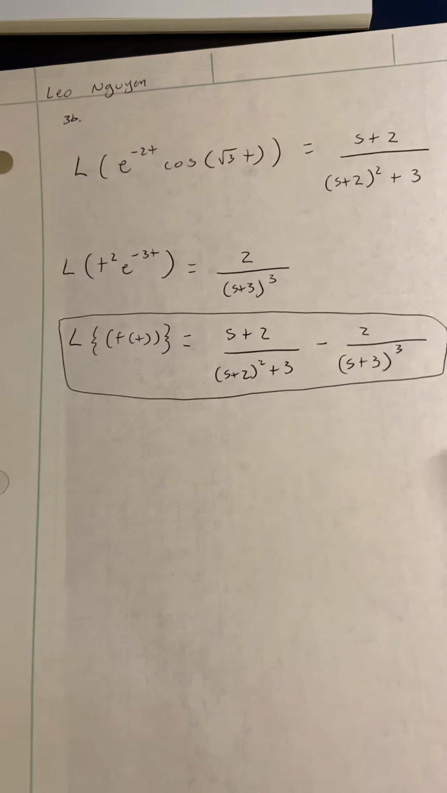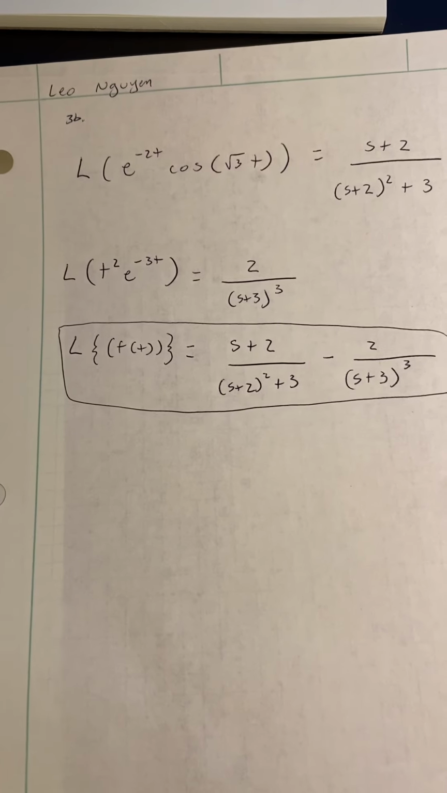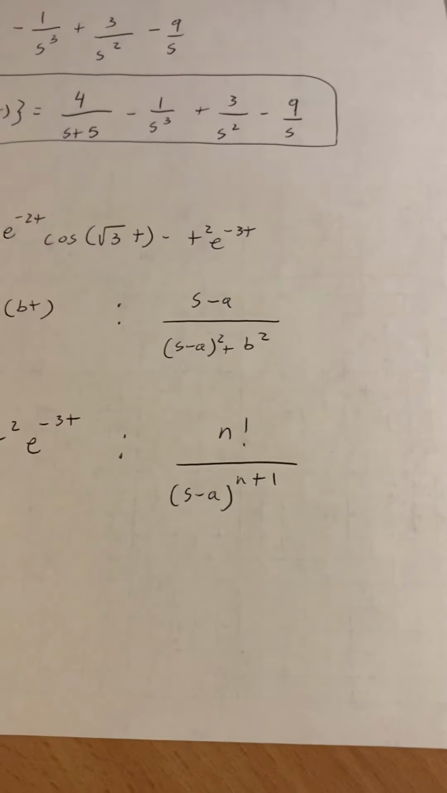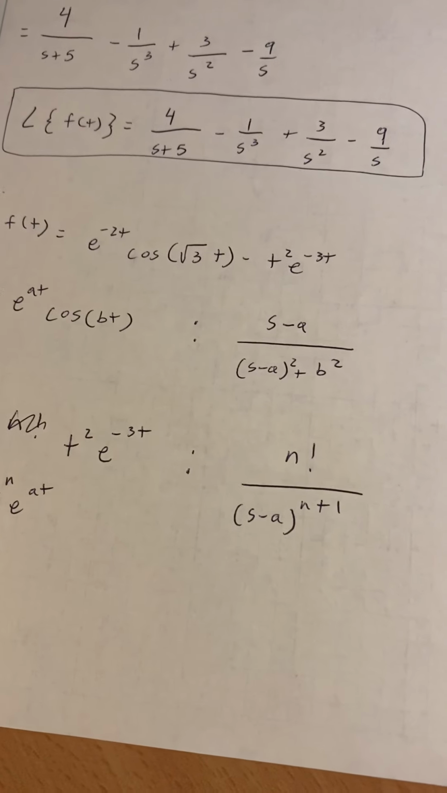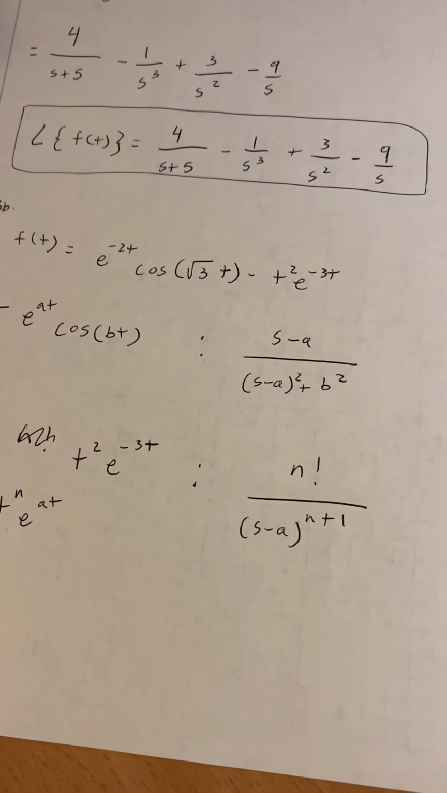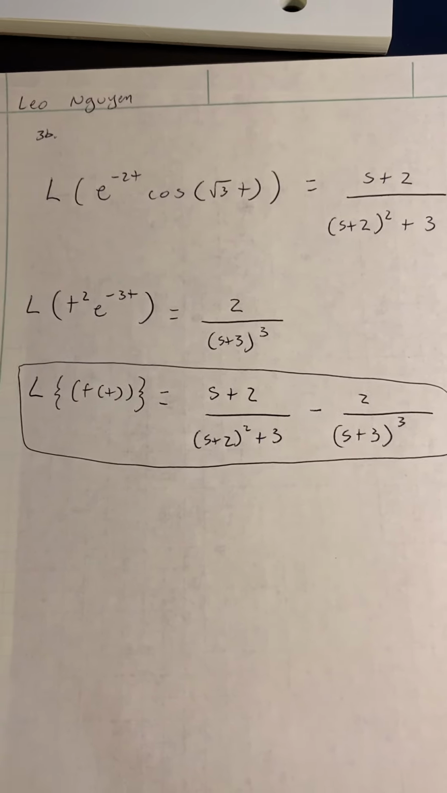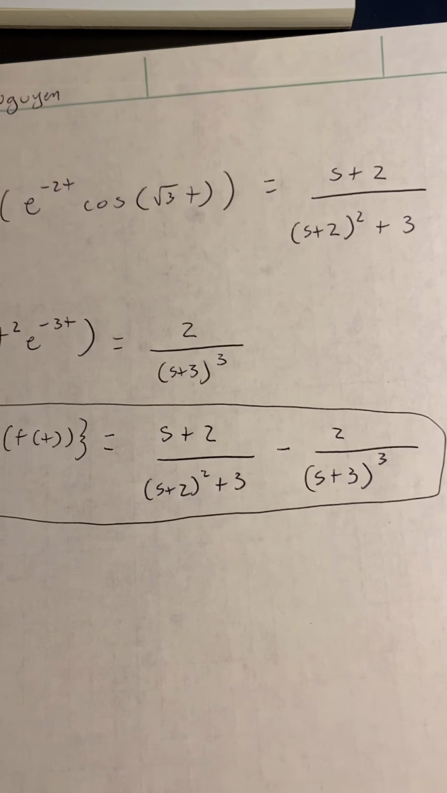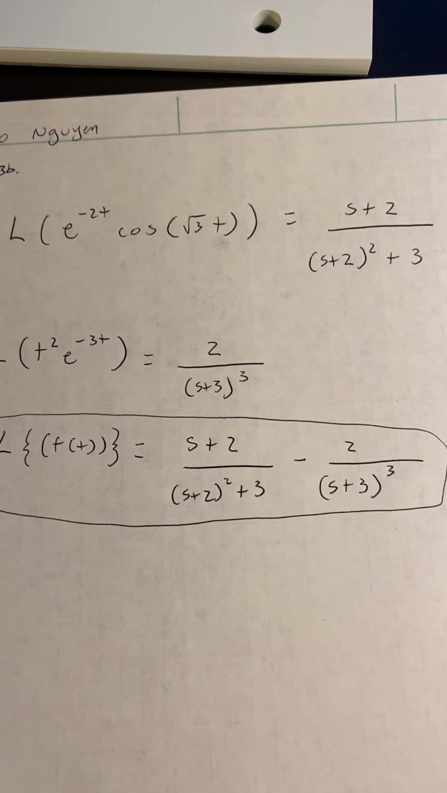Next part is very simple as well. We have L of t squared e^(-3t), and we get 2 over (s plus 3) cubed. Now just memorize this formula right here, and then we have our n, which is on top, which is 2, so it's 2 times 1, and then s minus a, but since it's a negative 3, it becomes positive. So it's going to be (s plus 3) to the power of 3, because it's n plus 1, so it's going to be 3.